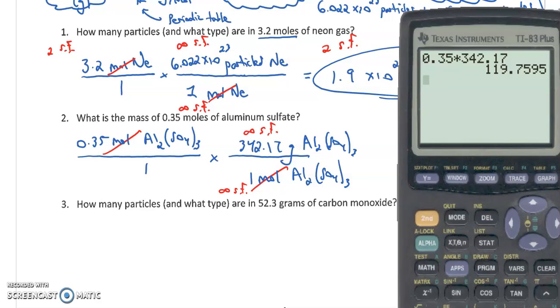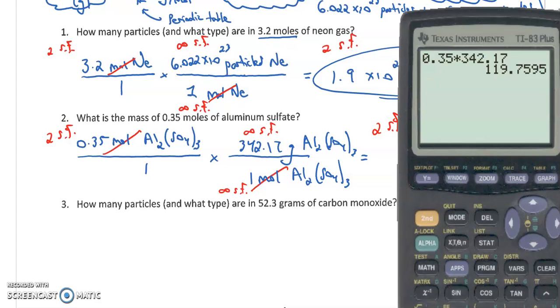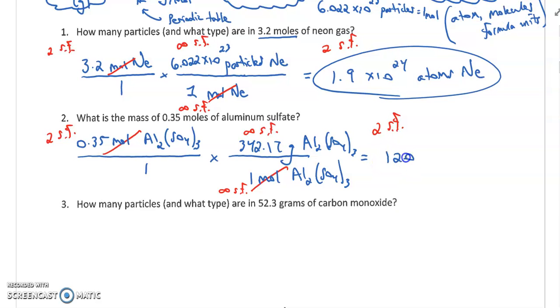Now, when I look at my given number, 0.35 moles only started with 2 significant figures. And when I look at the infinite significant figures in molar mass, that means my final answer has to be rounded to only 2 significant figures. Now, this is a little trickier to round because it's 119.7. When I round this, it's actually going to round up, and I'm just going to make it the number 120. I don't put a decimal at the end because I don't want that 0 to count towards the number of significant figures. So I'll leave it as just 120. And then my units are grams of aluminum sulfate.